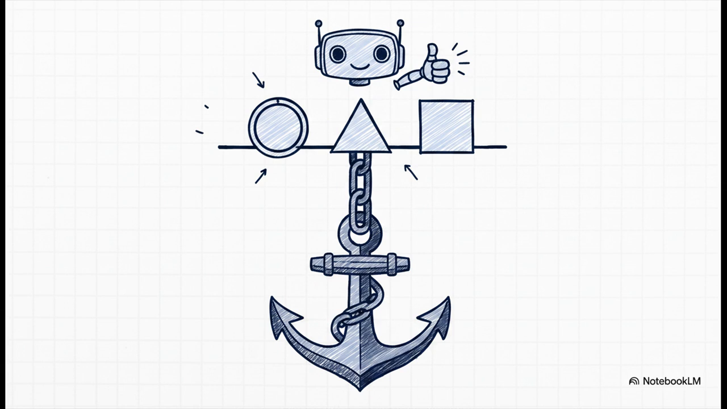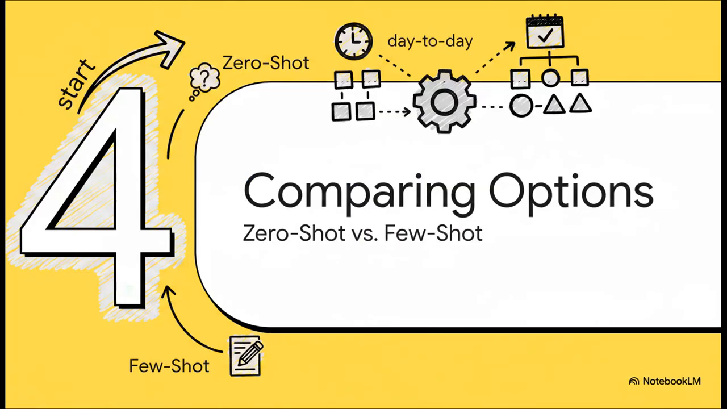By showing the pattern instead of just describing it, we successfully anchored the model to our exact format. No wordy paragraphs, no errors. It just perfectly followed the map we drew for it. Section 4. Comparing prompting options.